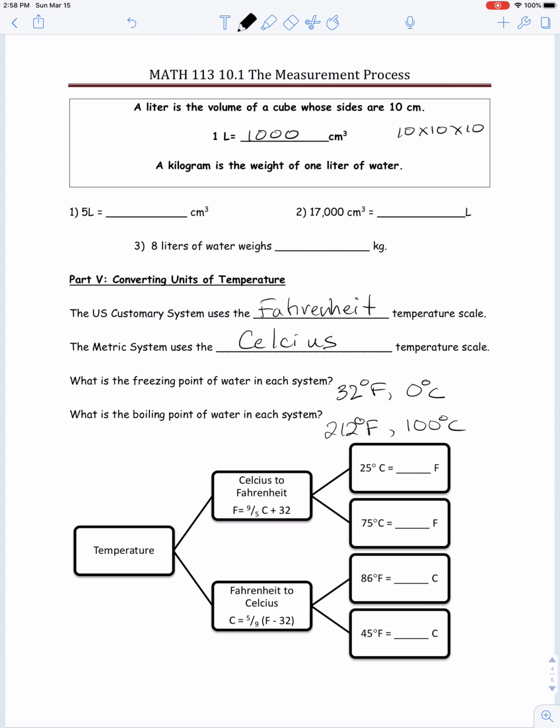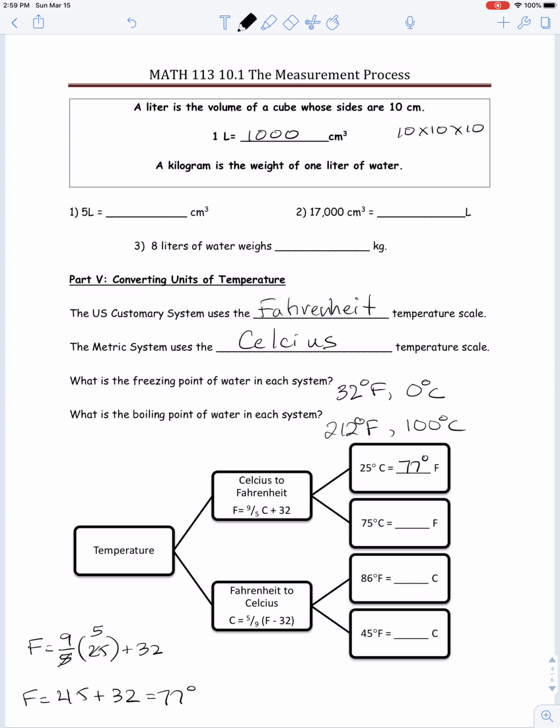So if we were going to simplify, say 25 degrees Celsius, what we'd want to do is plug in 25 for C. So in this case, 5 goes into 25 5 times. So 9 times 5 is 45, plus 32, which gives us a Fahrenheit temperature of 77 degrees in this case.